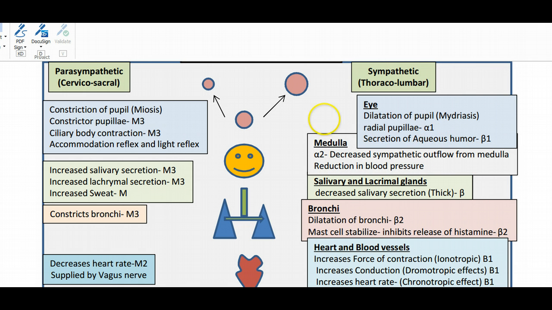Okay, now let's move on to the medulla. The effect of the sympathetic system on the medulla is mainly to modulate the sympathetic outflow. This role is mainly mediated via alpha 2 receptors. These alpha 2 receptors are present presynaptically, and they cause decreased sympathetic outflow from the medulla, which finally leads to a reduction in blood pressure.